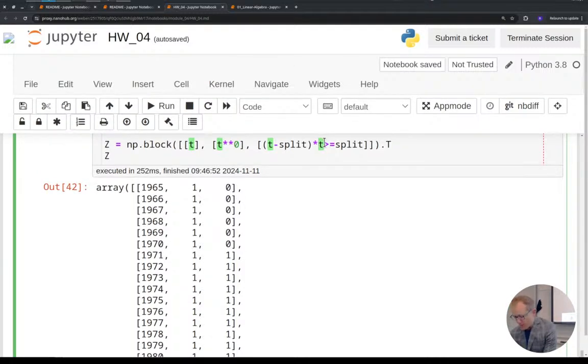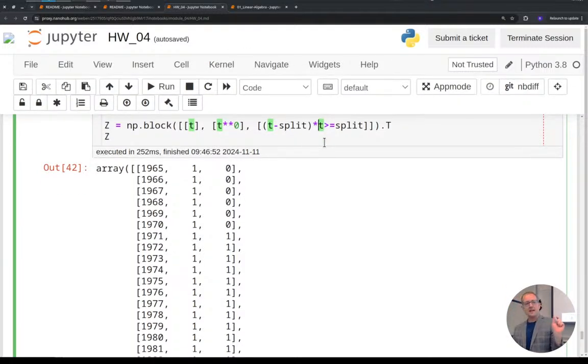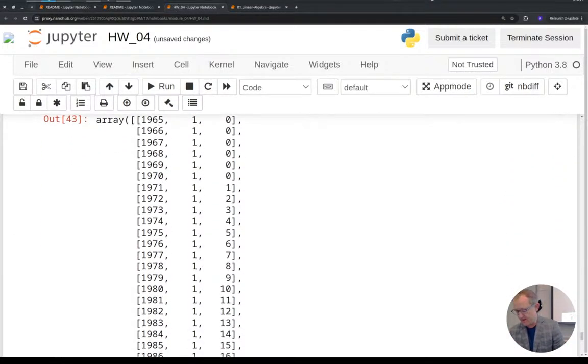I have to remember order of operations. Right now I'm taking t minus split times t and checking, is that greater than or equal to split? So let's do the comparison before multiplying by t. Just put some parentheses there. Now I get more of what I wanted. 1971 is 1, then 2, then 3. So it's the year minus 1970 in the last column. Now we're making progress.